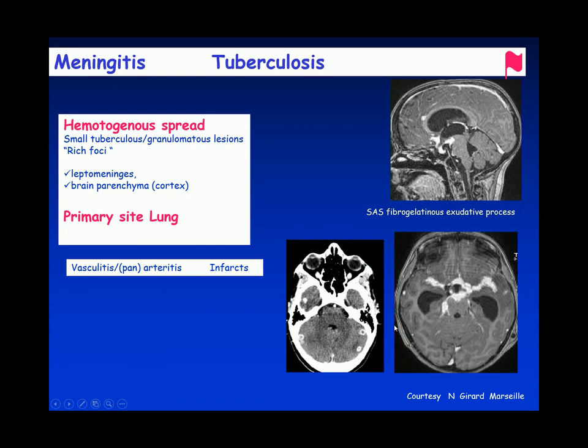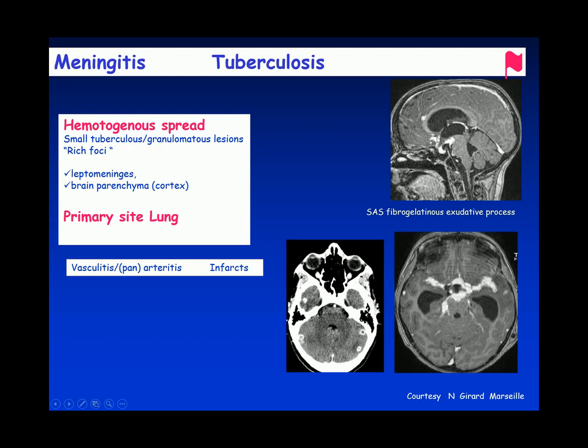Tuberculosis. It doesn't exist only in developing countries. You may see tuberculosis also in Europe, especially with the migration we have in Europe. You may see more and more. There is hematogenous spread. There are small tuberculous granulomatous lesions which are called Rich foci. And these foci may rupture into the subarachnoid spaces, especially in the basal cistern, and may appear like this.